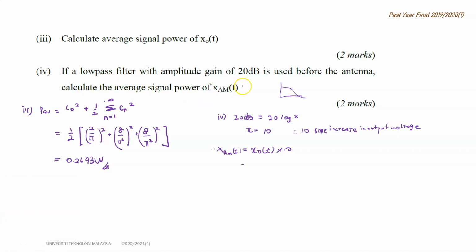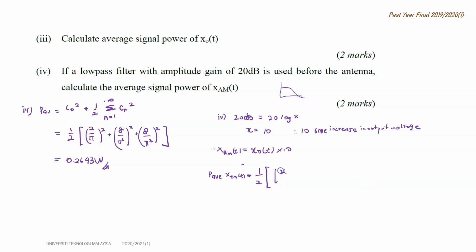Fcmt. Basically for this we need to use the Parseval theorem as well. So this is P average for Fcmt. Still we need to use 1 over 2. So x naught t multiplied by 10. We know that x naught t is this component, so we multiply by 10.